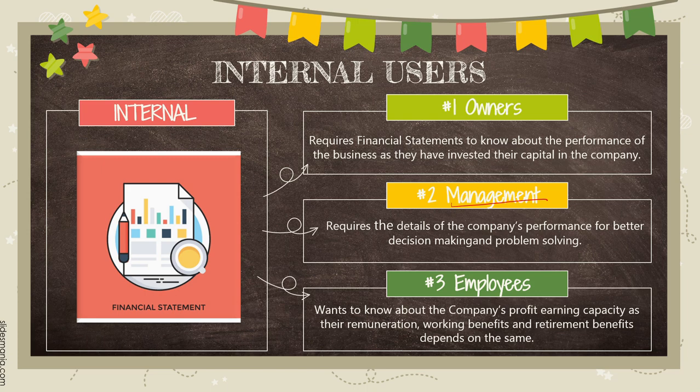Okay. And third, employees. Why would an employee need a financial statement of the company? To know about their remuneration, working benefits, and retirement benefits. How can they come to know about it? Only when the company is earning profit is their job secure, right? When the company is going at a loss, the company will obviously try to sack the employees, right? So they have to know the profit earning capacity of the company to know about their remuneration, working benefits, and retirement benefits. Okay, so the internal users of the financial statement are owners, management, and employees.